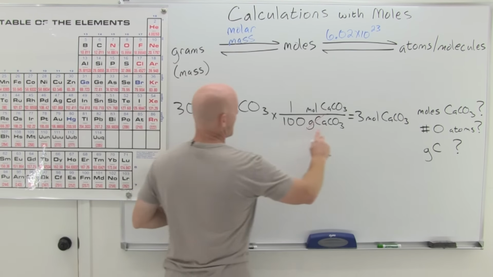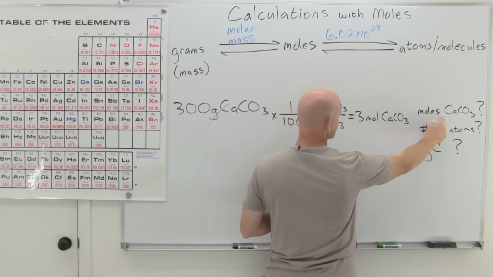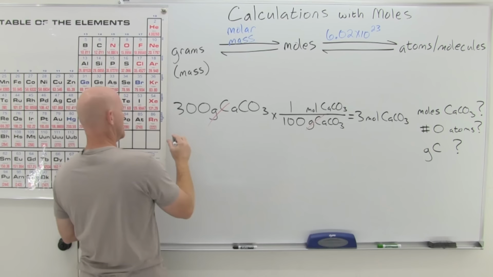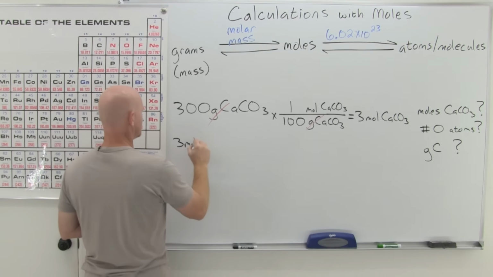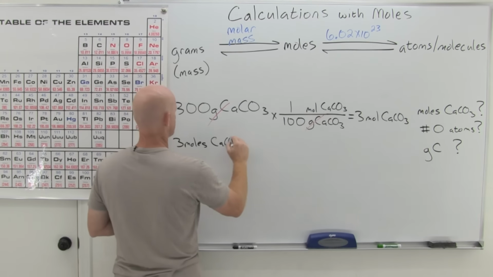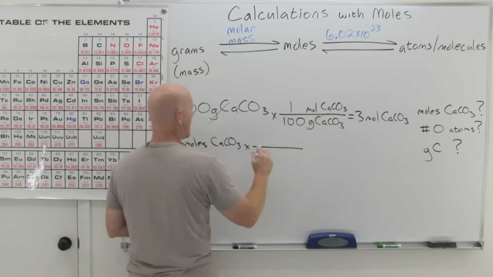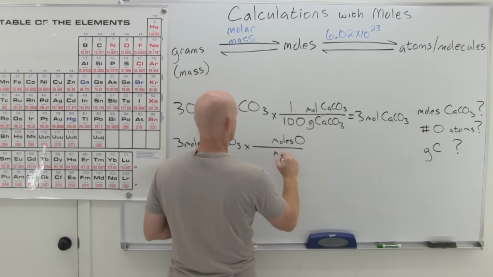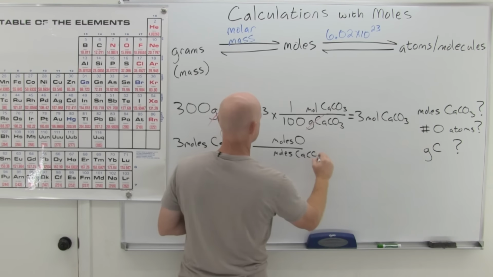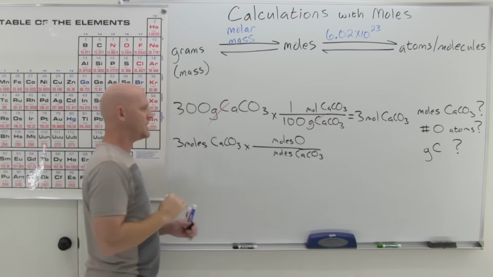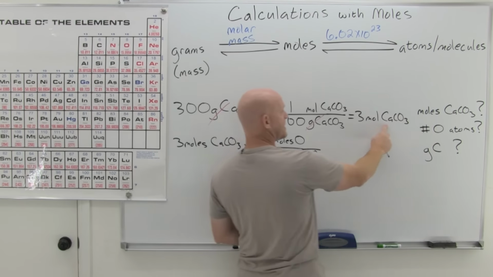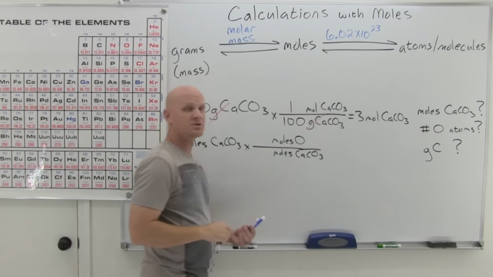If I hadn't already performed this calculation to get the moles of calcium carbonate, that would be the first thing I'd do. We'd still repeat this part right here. But in this case, we're going to take that 3 moles of calcium carbonate, and now we want to determine the ratio of moles of oxygen to moles of calcium carbonate. And that mole to mole ratio, the first place we'll get them is right from the formula of a compound.